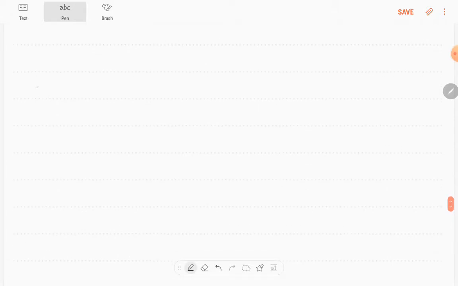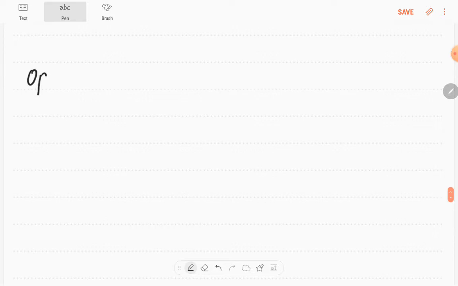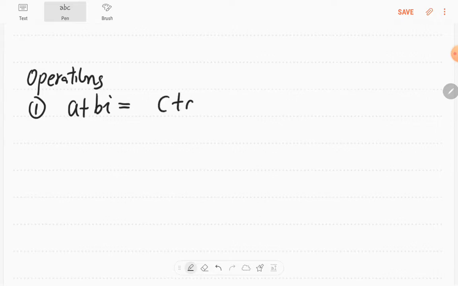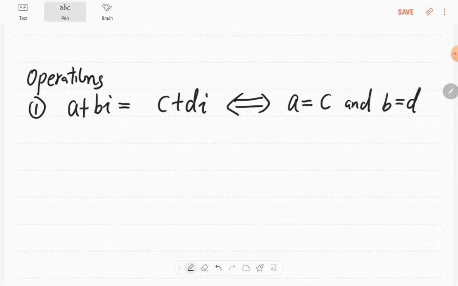So now let's look at the operations for complex numbers. The first operation: if you have two complex numbers, a plus bi and c plus di, and these two numbers are equal, what does this mean? This means, if and only if the two complex numbers are equal, that the real part equals the real part, and the imaginary part equals the imaginary part.